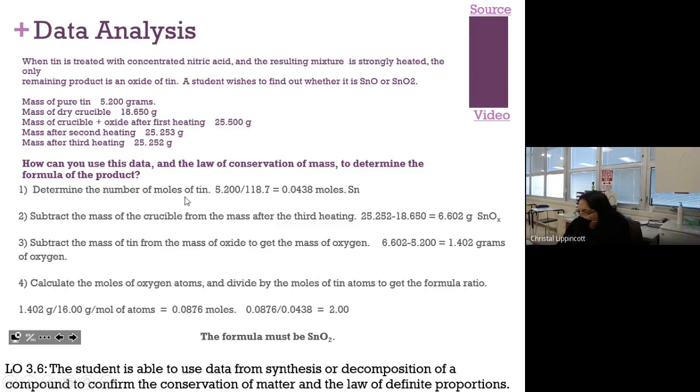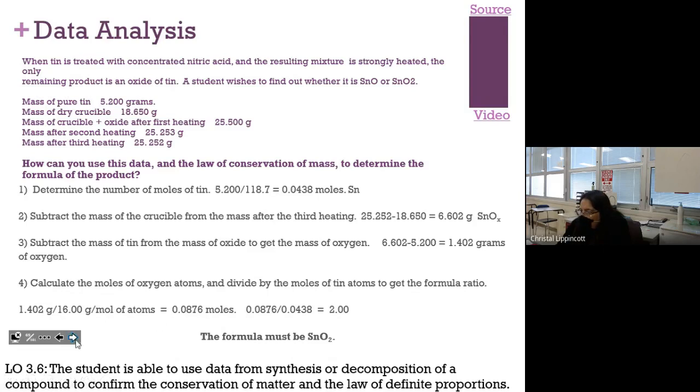So first of all, you're going to determine the moles of tin. And then you're going to subtract the mass of the crucible from the mass after the third heating. Then subtract the mass of the tin from this to get the mass of the oxygen. Then you're going to determine the moles of each of those and divide by the smallest, and that's going to give you your empirical formula.